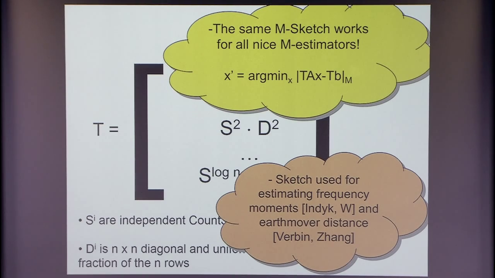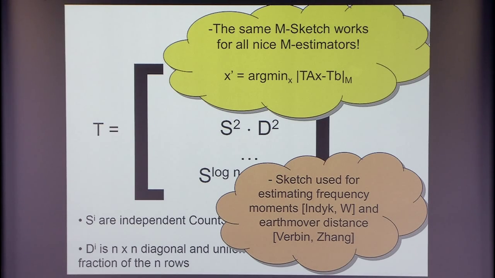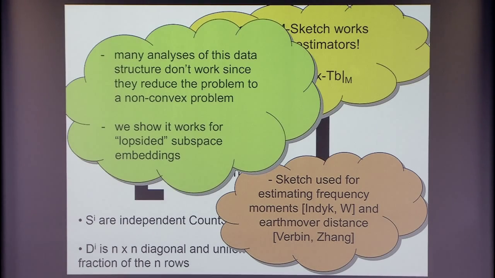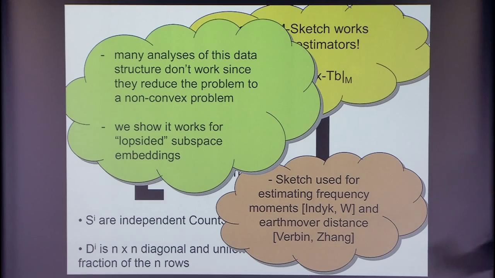This sketch comes up in various places. It was used for estimating frequency moments in the streaming literature and for embedding Earth mover distance by Verbin and Zhang. I just want to note that many analyses of this data structure don't quite work here, because in contexts such as frequency moments, they sketch a problem and reduce it to a smaller problem. But when you solve the smaller problem to estimate the original problem, you have to solve a non-convex problem. So it's very important here that in the sketch space, we're still solving a convex problem if the original problem is convex. And this gives us efficiency.